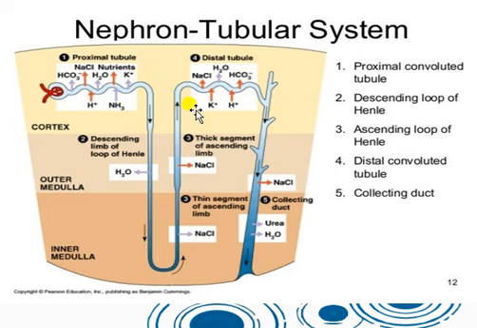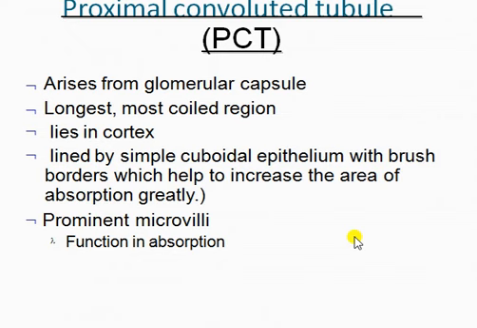Where is it present? I said that the nephron is present in the cortex, and then it extends into the medulla. This is the outer medulla and this is the inner medulla. The distal convoluted tubule is present in the cortex only, but the collecting duct reaches the inner medulla. This is how the nephron is distributed and located in the kidney.